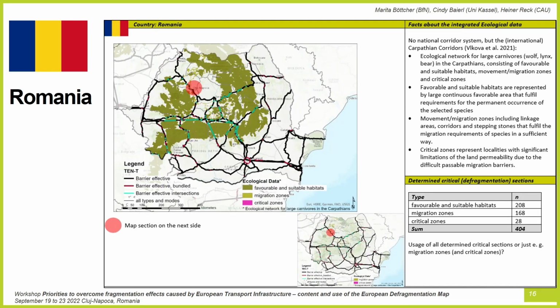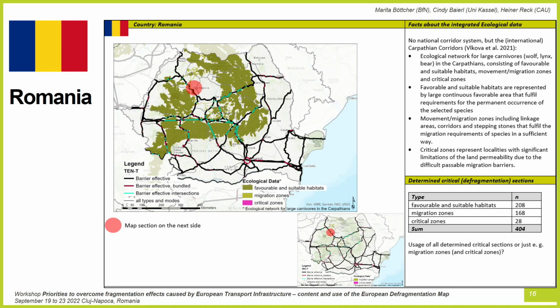The third example is Romania. We have here not a national corridor system, but the now well-known Carpathian corridors. These data are from 2021, provided by the WWF to our project. This is an ecological network for large carnivores like wolf, lynx, and bears in the Carpathians, consisting of favorable and suitable habitats of movement and migration zones. These are the corridors and critical zones.